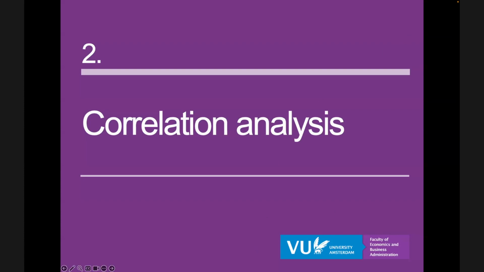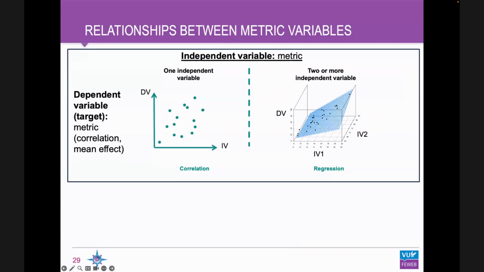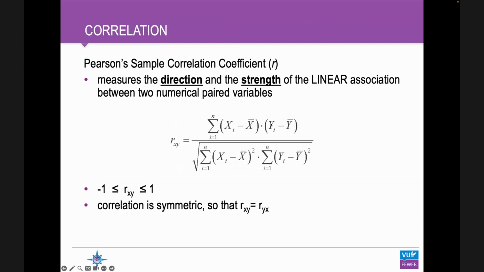Let's now look at the correlation analysis. You already probably know that correlation means that we are looking at the association between two metric variables. So we will look at how, basically, a DV and IV are related. Actually, in the case of correlation, we cannot talk about causality. For that, we will look at regression. But in correlation, we will look at an association between the two metric variables.